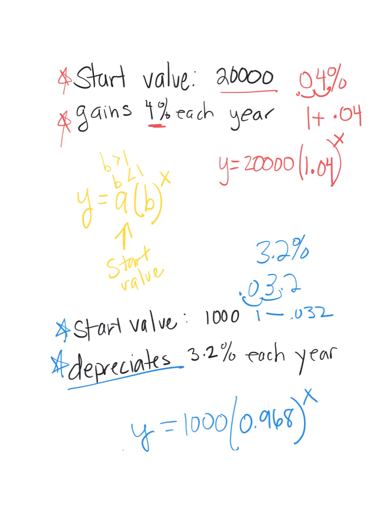So you can see that just by looking at the equation, you should be able to say, okay, the start value is this. This is less than 1, so it's a decrease. Up here, this is our start value. This is greater than 1, so it's an increase.